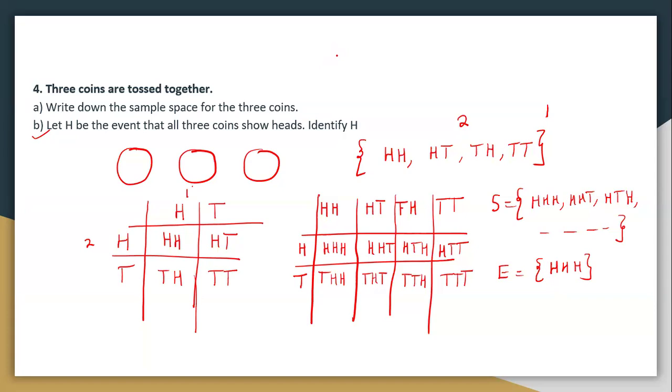Now, members, please take note. HT and TH are not the same thing. When I say HT, let me say this is the first coin, this is the second coin. So when I say HT, it means that on the first coin I had a head, and the second coin showed me a tail. In case I say TH, it means that the first coin showed me a tail when I tossed, and the second coin showed me a head.